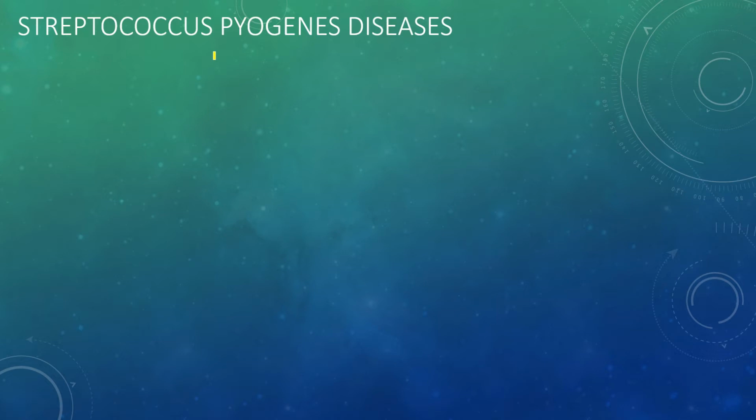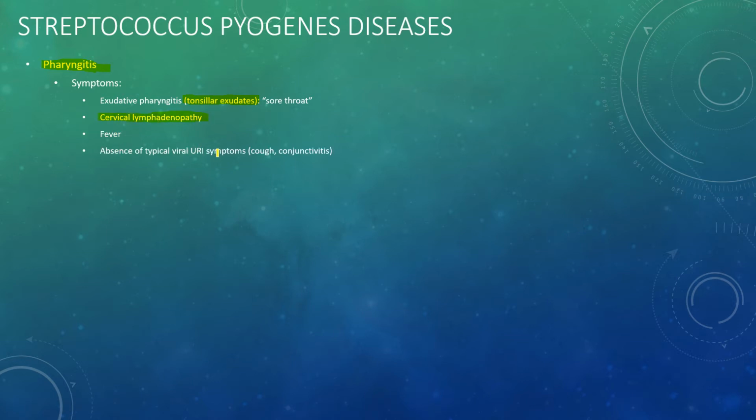Now let's talk about some diseases that are associated with Streptococcus pyogenes. The first classic one that we all know about that kids often get is pharyngitis associated with strep. So what are some symptoms of strep throat? You have exudative pharyngitis, so you have tonsillar exudates formed by pus on the pharynx. You have cervical lymphadenopathy, so it's tender and inflamed, fever, and absence of typical URI symptoms.